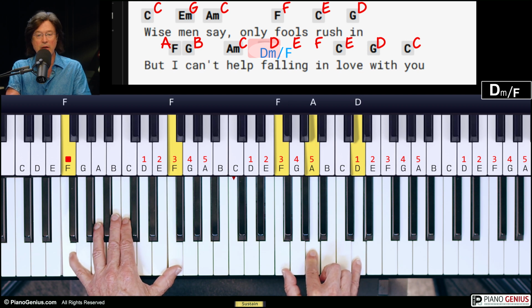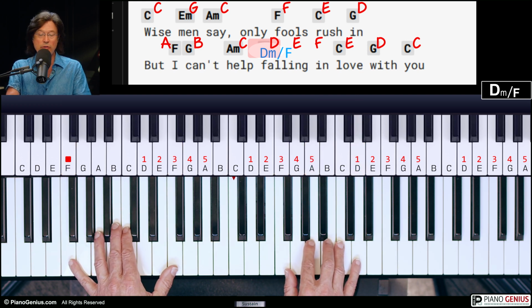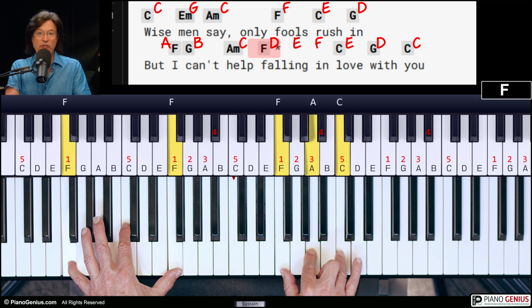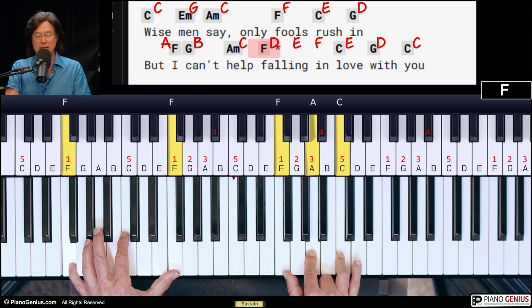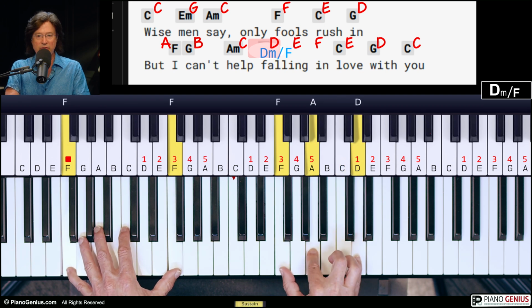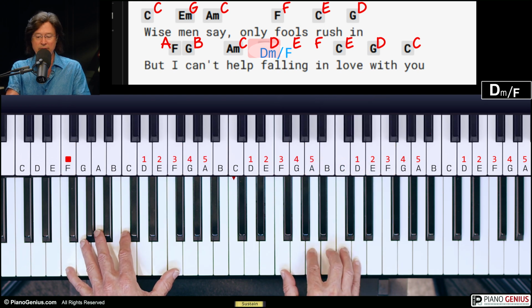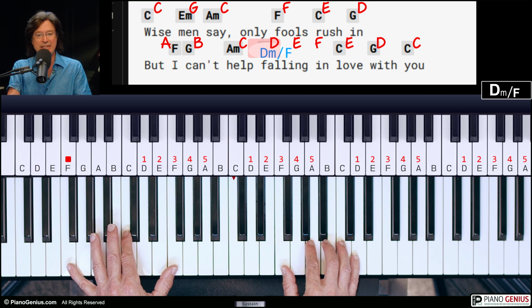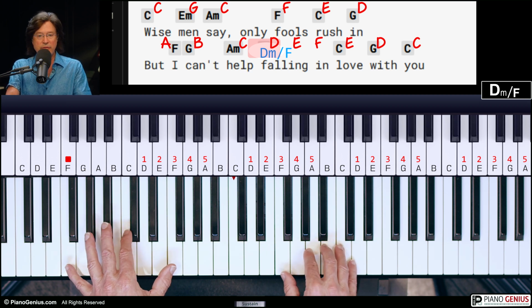Or you could just play the F and just know that when you try to sing it, the melody note is not there, okay? Unless you have worked out the melody, you'll always be singing the wrong note. It basically sounds like you're singing out of key because, like I said, it's not supported. So, D minor over F.